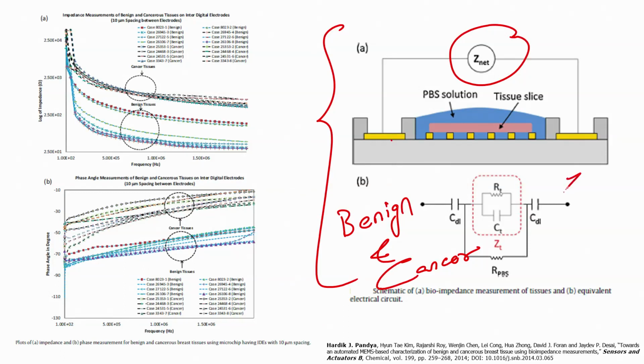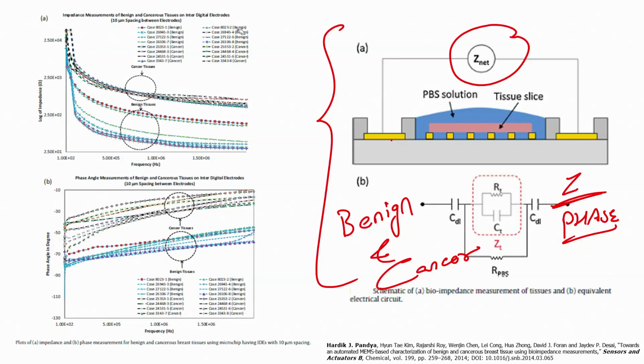And we have measured impedance as well as the phase, impedance and phase. So, what we found? We found that around 200 kilohertz, we were able to delineate the cancerous tissues from the benign tissues, the breast cancer tissues from the benign tissues.